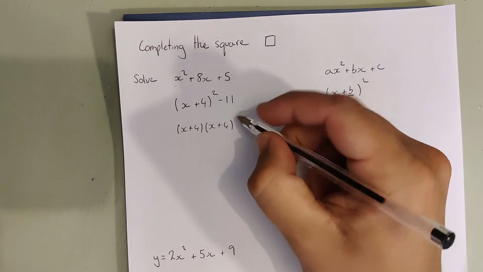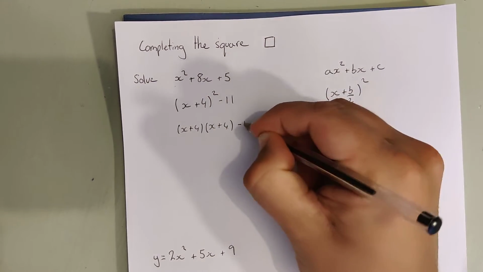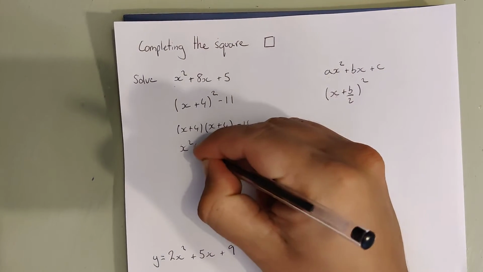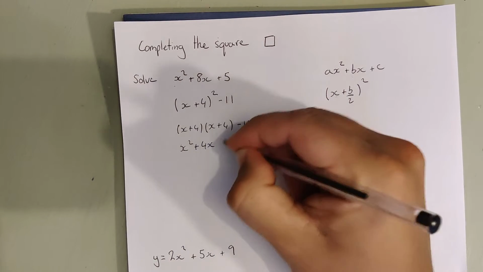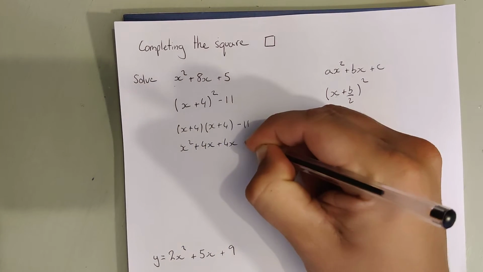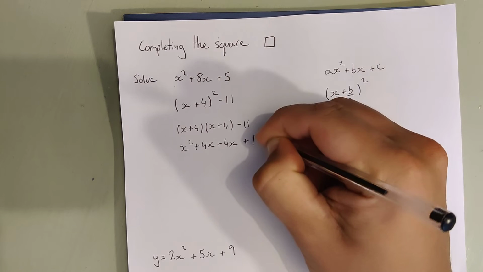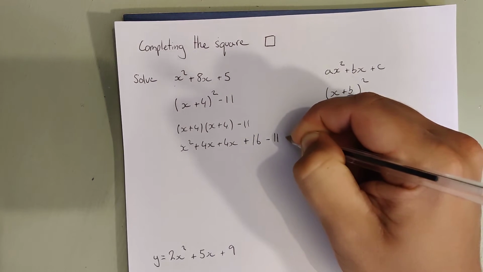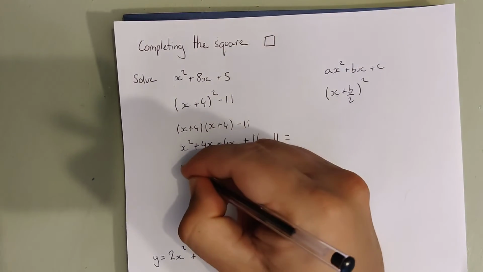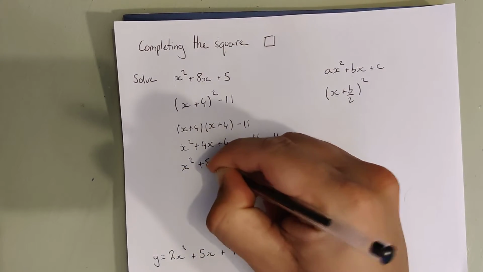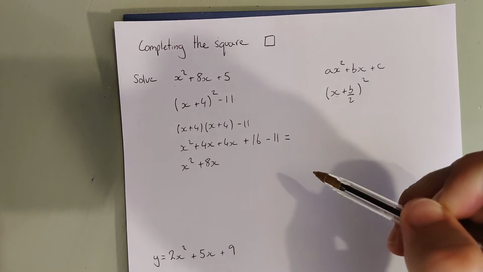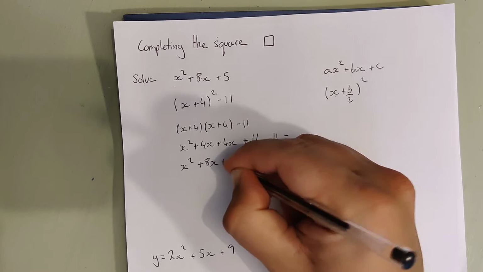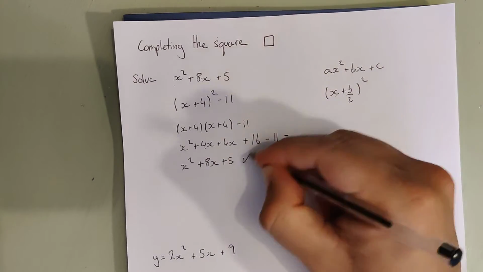So we've already written this out, and we've also got the minus 11. So x squared plus 4x plus 4x plus 16 minus 11 equals x squared plus 8x, and 16 minus 11 equals 5. So that's all good, we know that works.